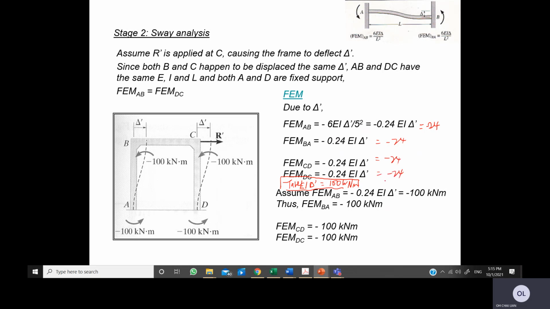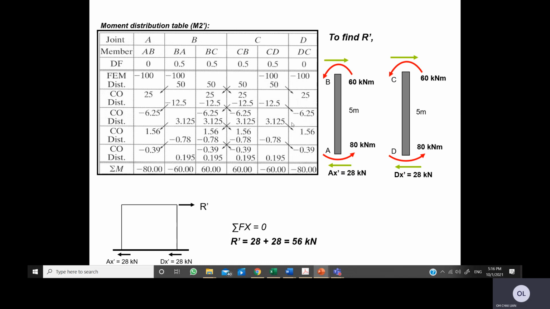And I can put it in my moment distribution table. So this is talking about a ratio right now. Any value you can put in. For example, if you don't want the 100, you want the 1000, this would be negative 240 here. Because the ratios are the same in this case, they directly take the whole thing and assume one value. So here, all the fixed end moment is negative 100 kilonewton meter. So they put it in the table.